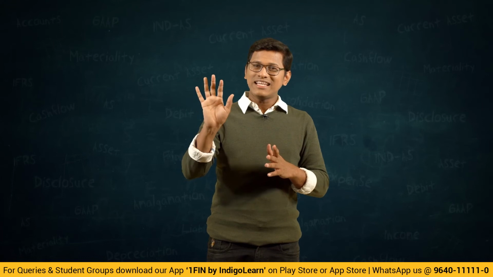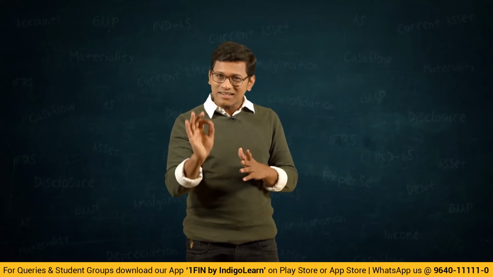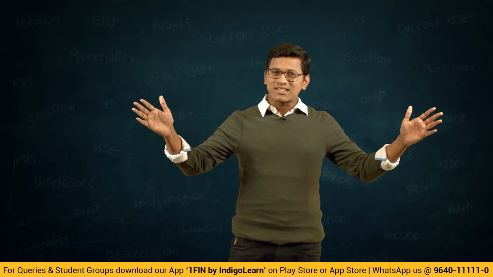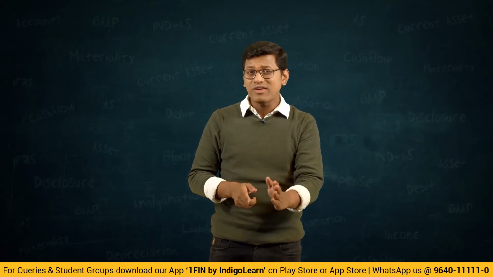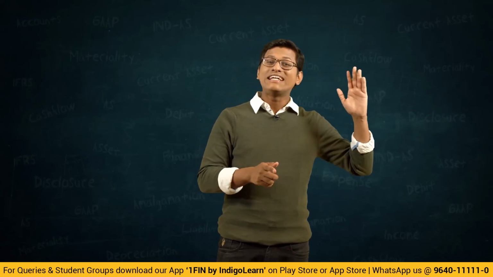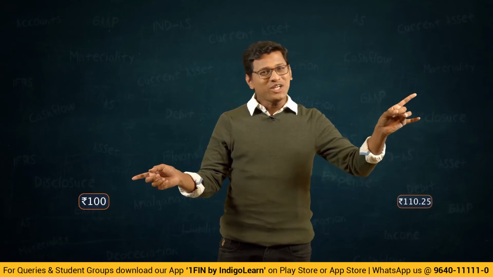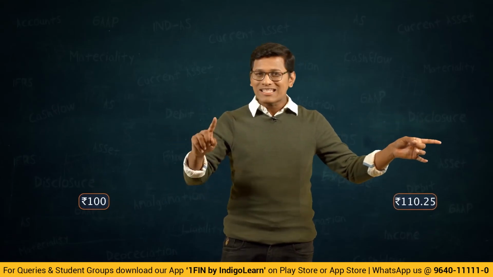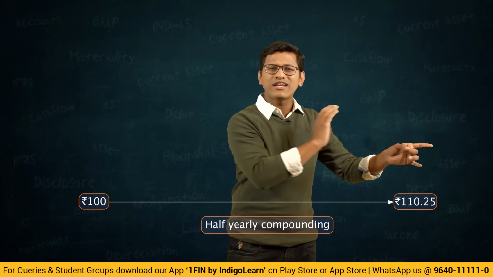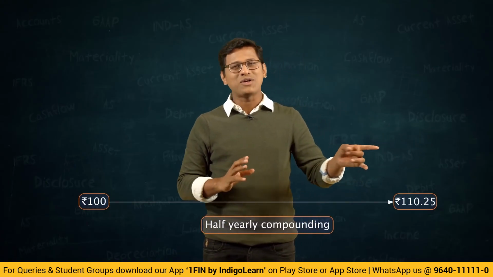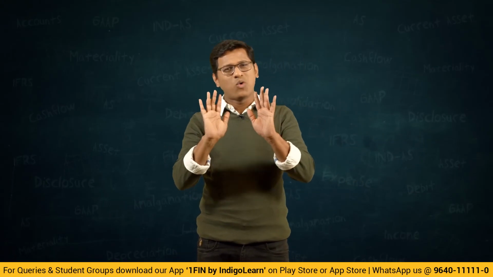So basically, if 5% is the half yearly interest, the annual interest considering half yearly compounding will be 10.25%. So 100 became 110.25. Here what actually happened? Simply half yearly compounding. Okay, this is one concept I want you to know. Now let us look at the next problem in which we will apply this concept.